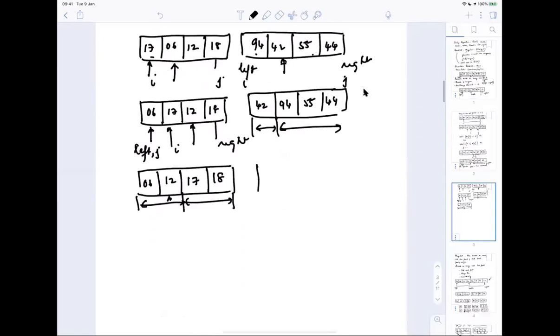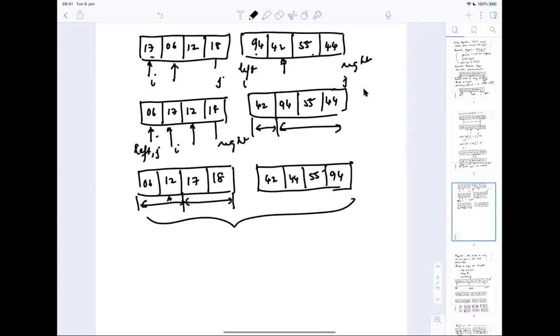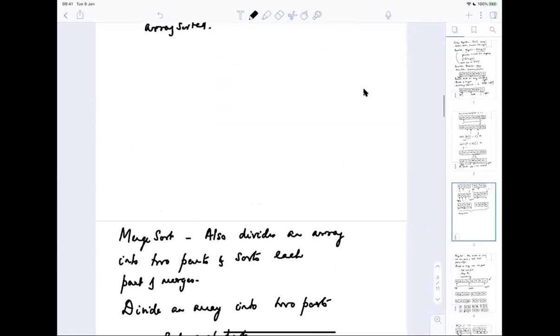And you will finally find this portion also sorted. Notice that here it's becoming 1 unit and 3 elements long. And you will get here 42, 44, 55, and 94. And then you have the complete array sorted. Okay. I'm sorry, I made a mistake this morning and I'm just correcting this. So let's write this algorithm for quicksort.